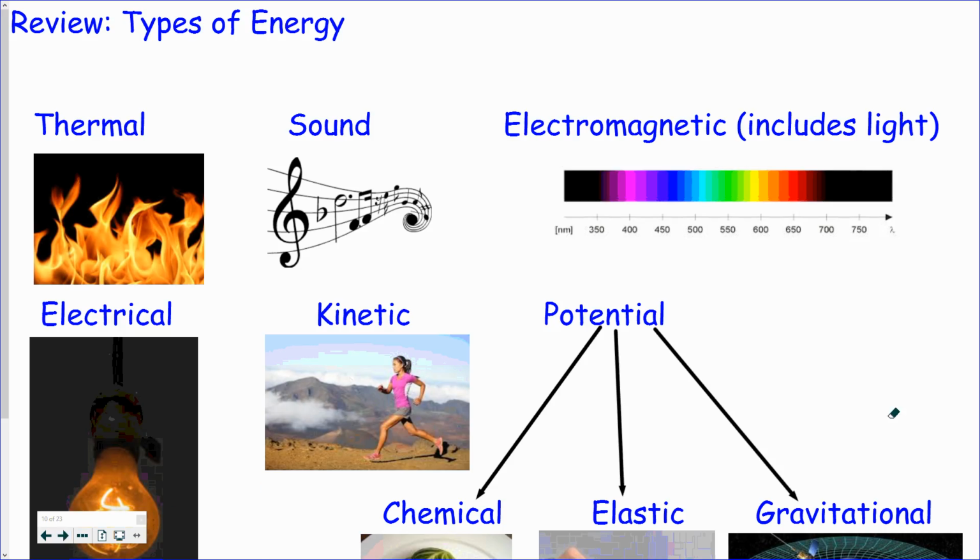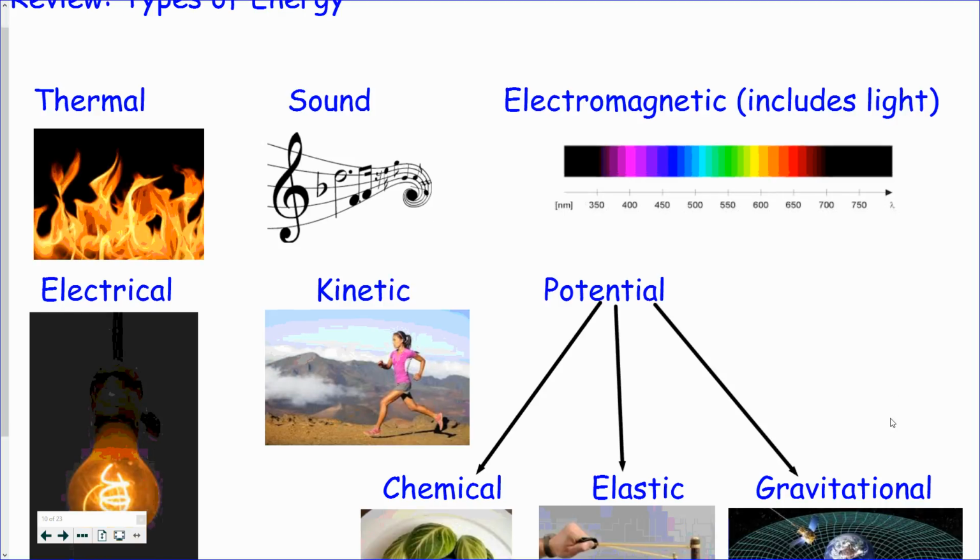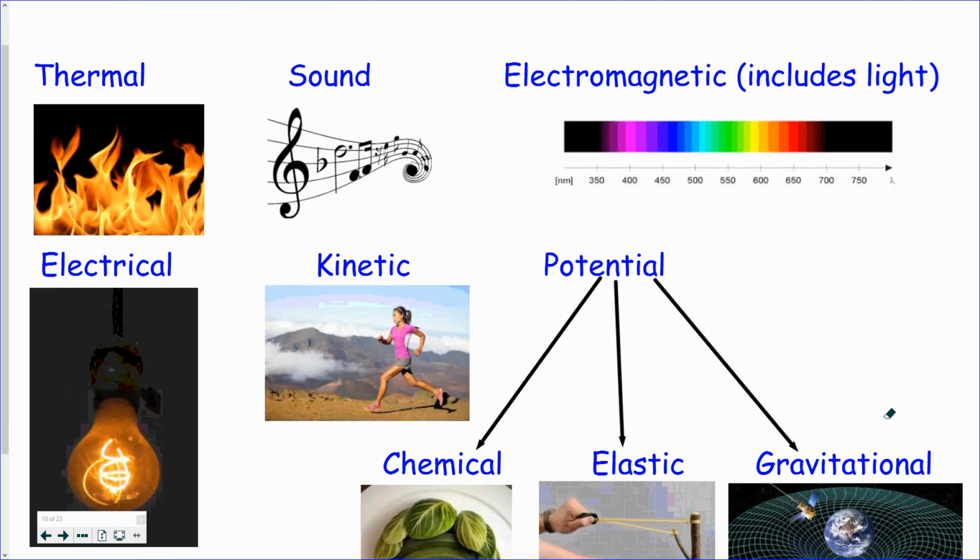Here's a quick little review on the types of energy we're going to be talking about. So I've got thermal energy, which is heat, and heat energy is transferred between an object with a higher internal energy to an object with a lower internal energy. I've got electrical energy, things that light stuff up. I've got sound energy, which is what we can pick up with the eardrums we have in our ears.